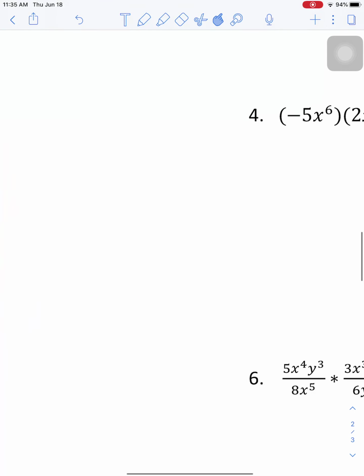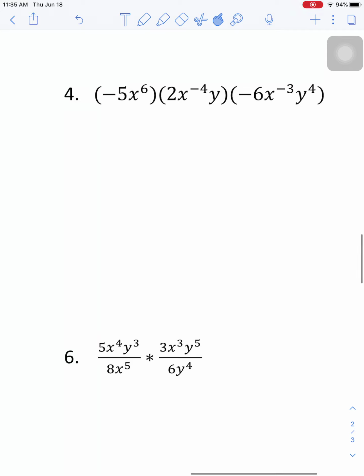All right, let's take a look at example 4. In this case, you have the quantity of negative 5x to the 6th times 2x to the negative 4th y times negative 6x to the negative 3rd y to the 4th. Now, in this case, you have several sets of parentheses, but notice that there are no exponents outside of those parentheses. So this is just simply a standard product rule problem, right?